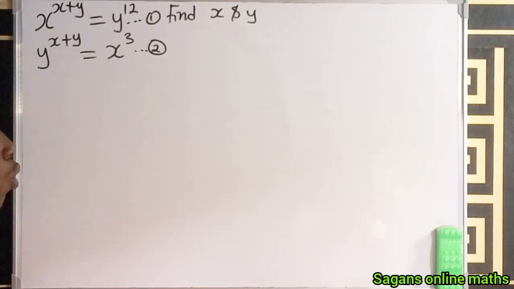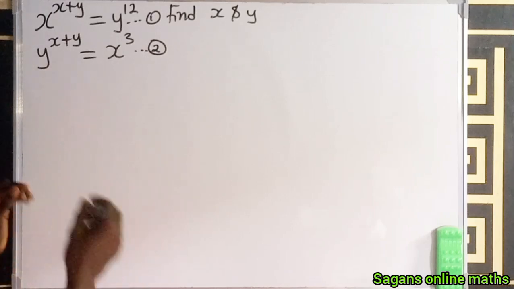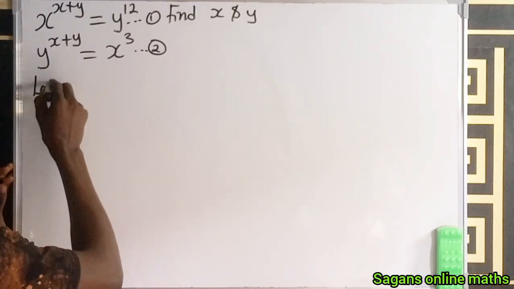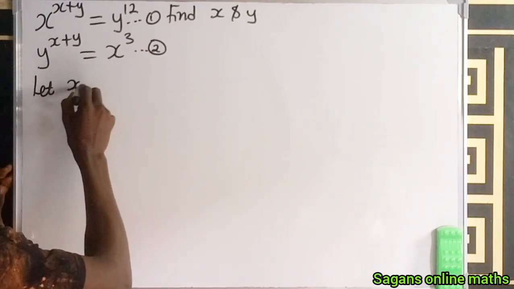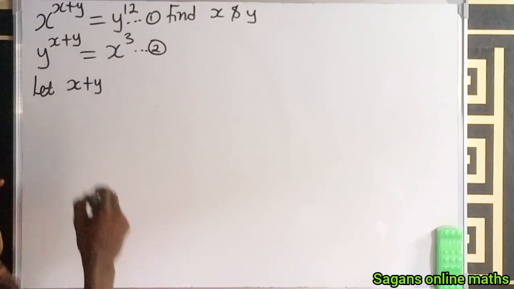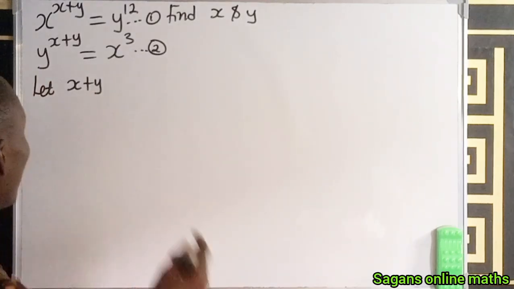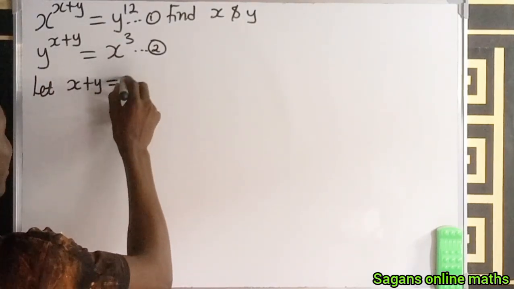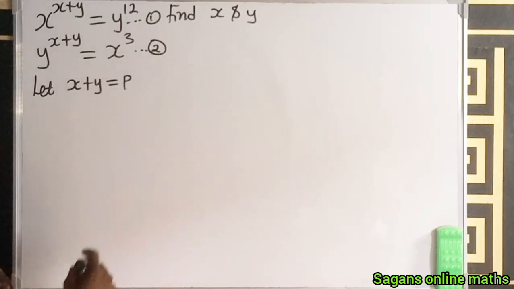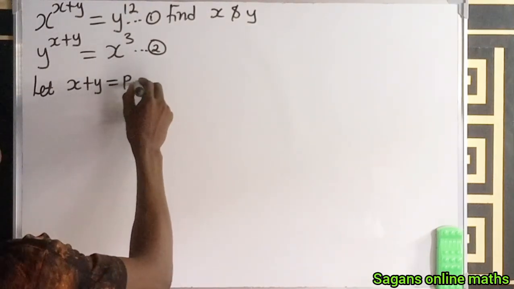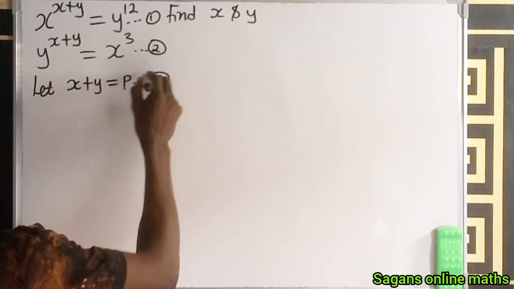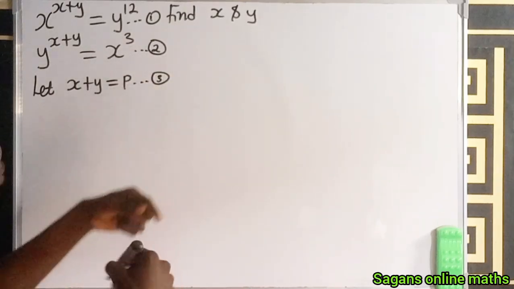So we are not wrong if we say, because they are common, let x plus y be equal to any variable. Let it be equal to p. That's amazing. Now we can call this equation 3, because if x plus y is equal to p, it's a new equation you have gotten.